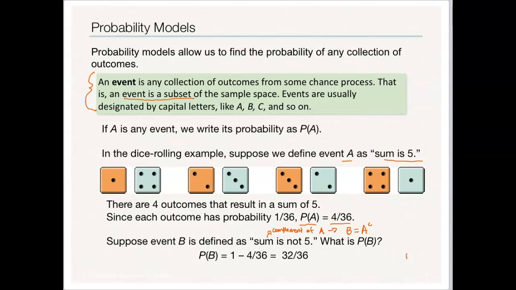And so a quick way to find the complement, if we already know the probability of event A, then event B must be 1 minus that, right? Because it's everything else. So it's 32 out of 36.